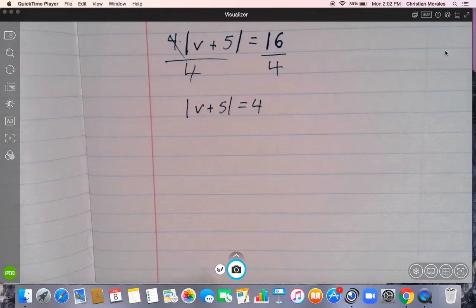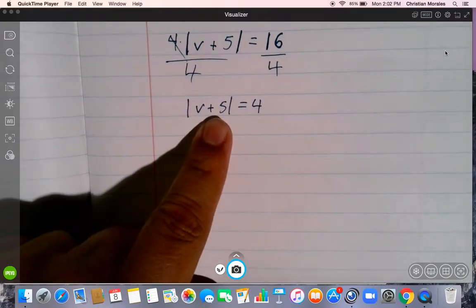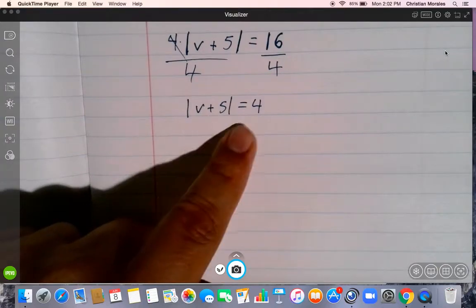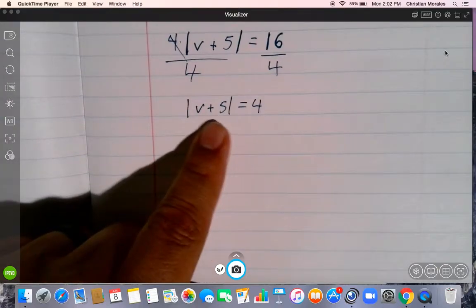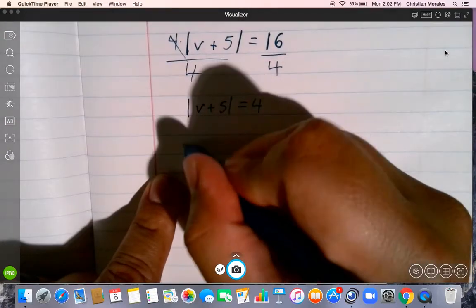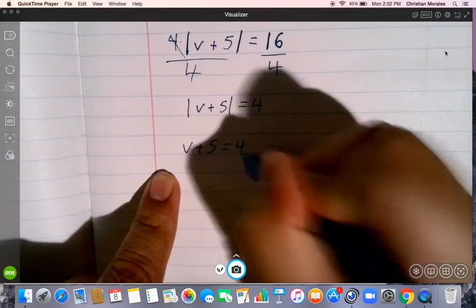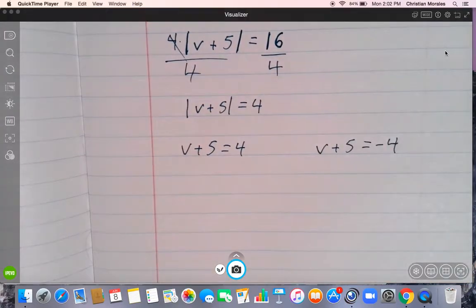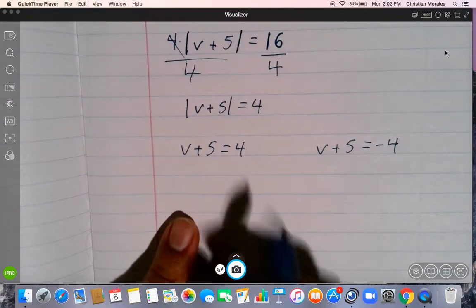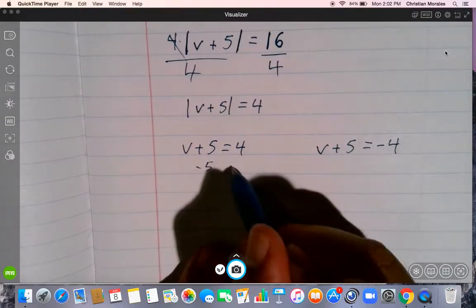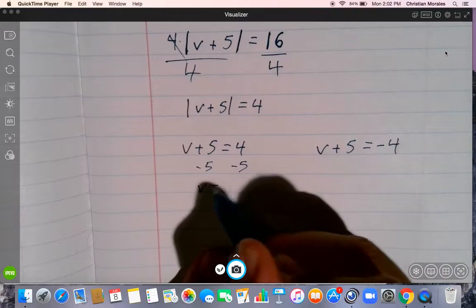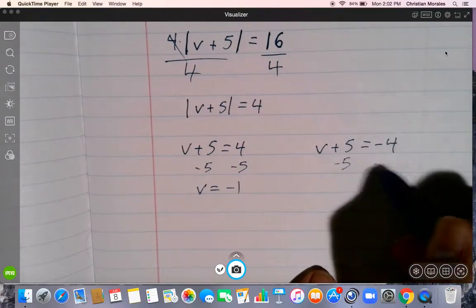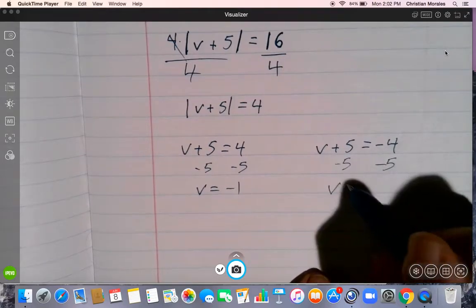So you get this. Now again, that means whatever's in here is either going to give you a +4 or a -4, because that's the only way to get an absolute value of 4. Whatever's inside of this is a 4 or it's a -4. And you got to solve for both possibilities. For this one, you subtract 5. You're going to get -1 as a possibility. Here you subtract 5. So it's the same step, but a different answer.